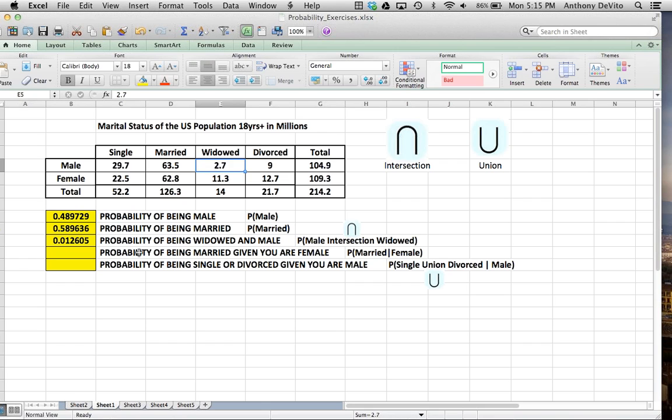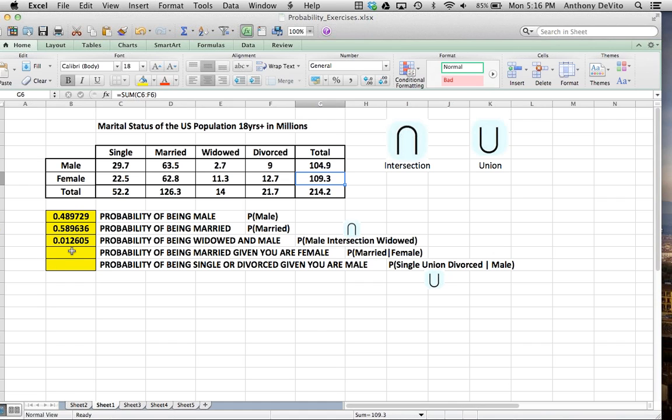Okay, let's take a look at this. Probability of being married given that you are female. Here's a phrase that tips us off that this is a conditional probability: the probability that you're married given that you're female. So to start off with, we're only looking at females. That's what we decided to start with, given that you're female. There's 109 million females in this population. What's the probability that you're married and female? Well, there's 62 million married women in this population out of 109 million women.